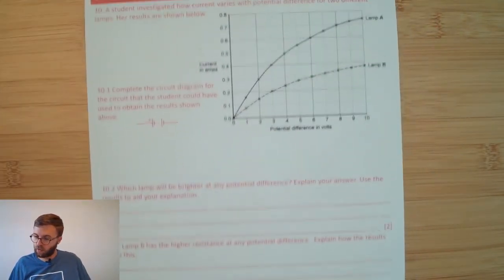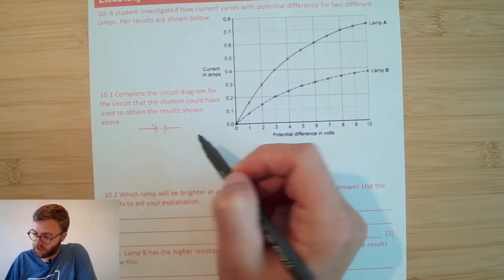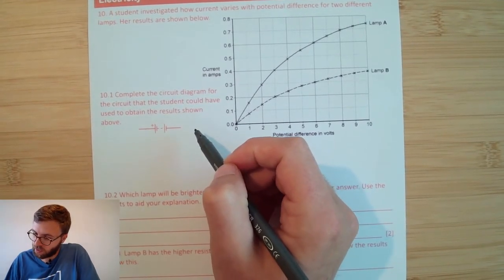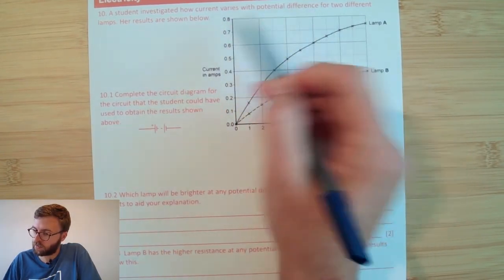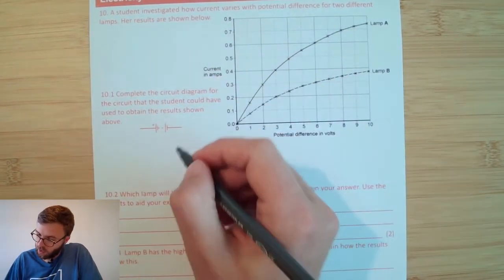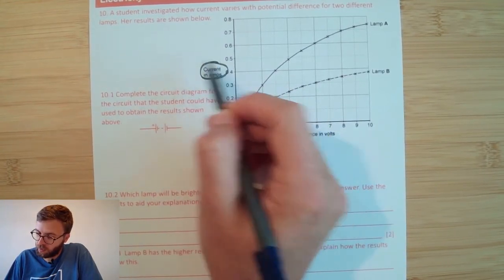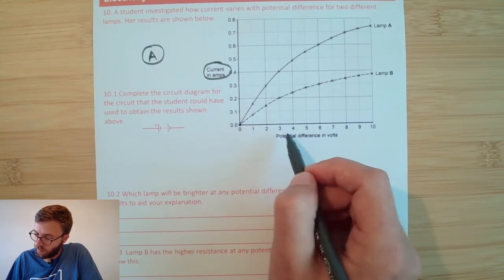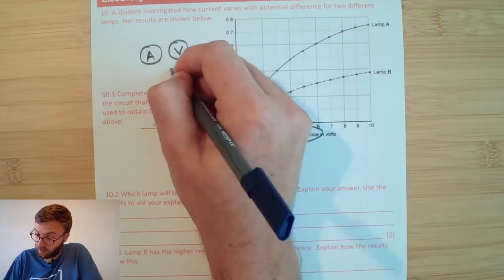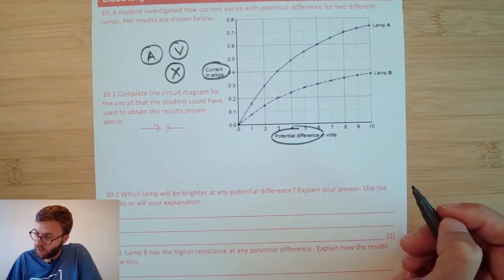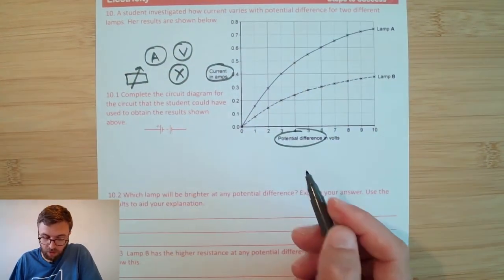And the final question, bringing us back round to the circle, you can see a very similar question here where we have to complete the circuit diagram for how a student can investigate how current varies with potential difference for 2 different lamps. So we need to complete the circuit diagram. If we need to measure current, then we're going to need an ammeter. If we want to measure potential difference, then we're going to need a voltmeter. We're going to need a lamp as well, and we want to vary the current, so we're going to use a variable resistor to allow us to do that.